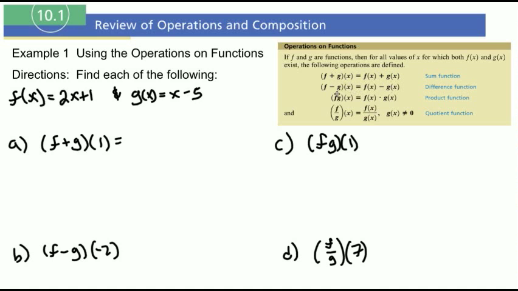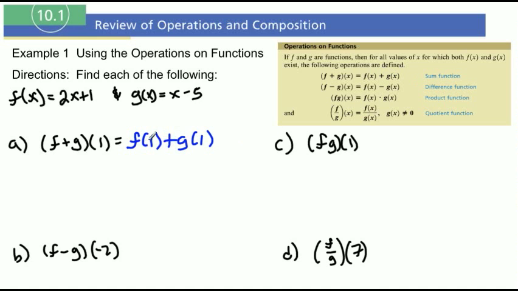And the only difference here is that when the x is on the left side, it just means that x is going to be our independent variable. So you'll see how those work down over here. All right, well, let's go and start with this guy right here. So f plus g of 1 is the same thing as f of 1 plus g of 1. Okay, so I'm just using this right here.